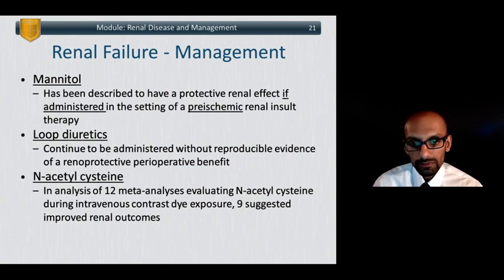N-acetylcysteine can be administered to have a renoprotective effect, particularly in the setting of infusion of intravenous contrast dye. And so there is a perceived increase benefit to using Mucomyst, or what's known as acetylcysteine.